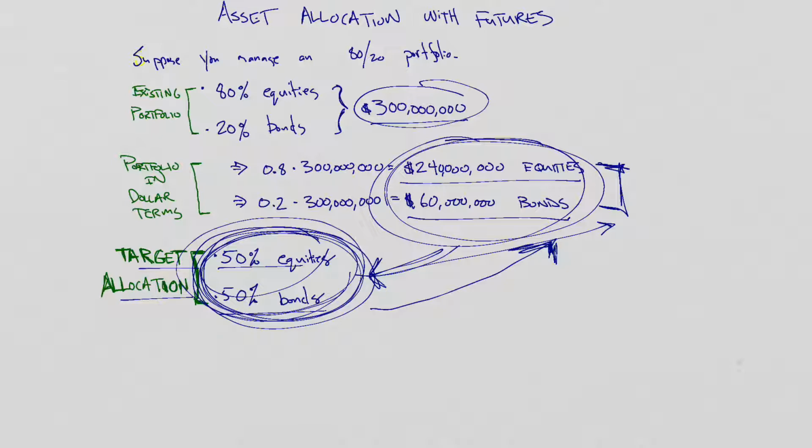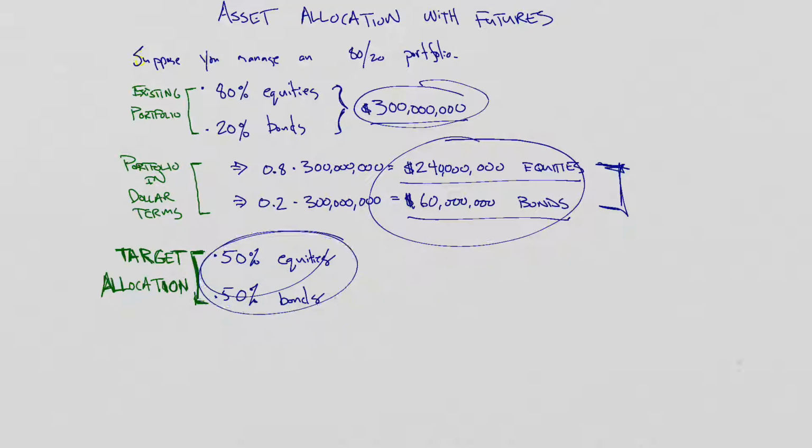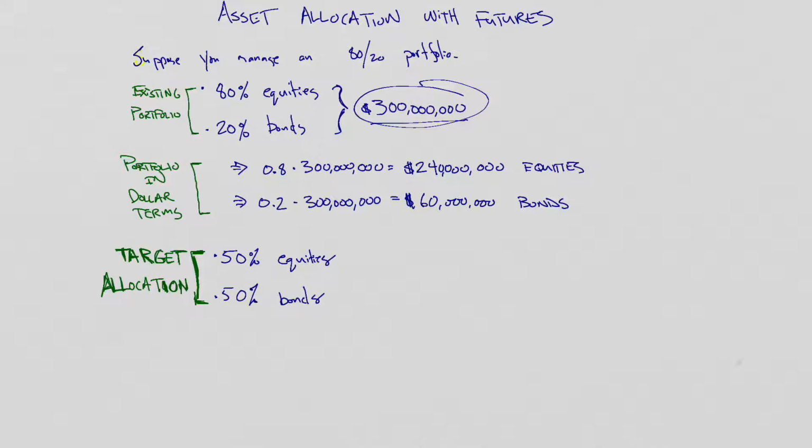commissions, transaction costs. And so one way to avoid all that is to use futures contracts. We'll effectively get the target allocation that we want, but at a much lower cost. Here, what we want is to decrease temporarily our exposure to equities. And going from 20% to 50%, we want to increase our exposure to bonds.